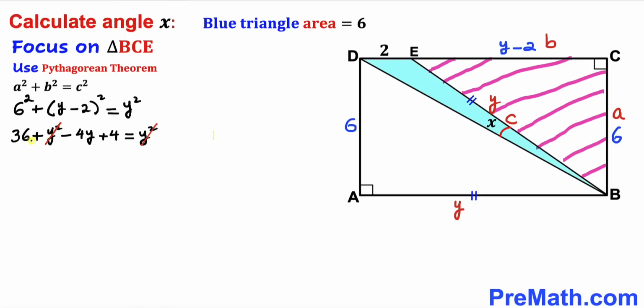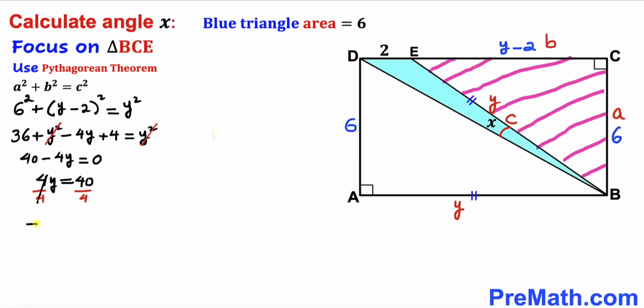Let's go ahead and combine the like terms. On the left hand side, that's going to become 40 minus 4y equals 0. Let's go ahead and move this 4y to the other side, as you can see in this next step. Now let's divide both sides by 4 to isolate y.